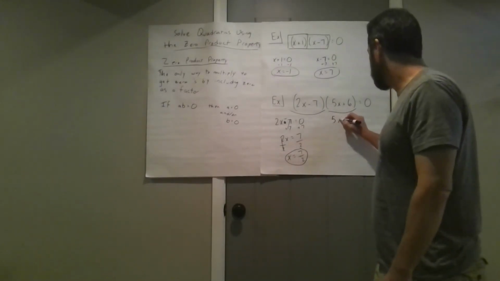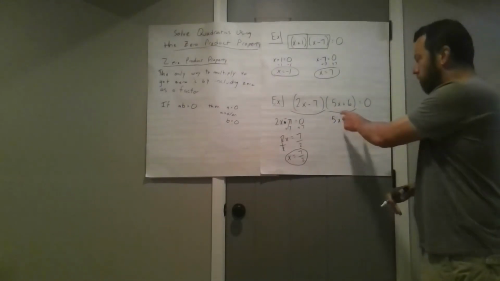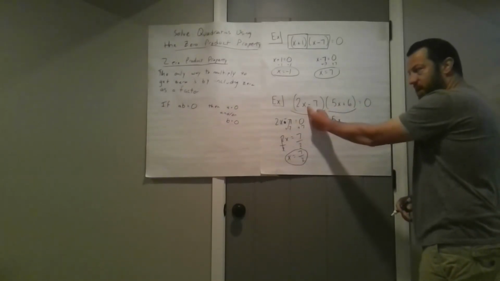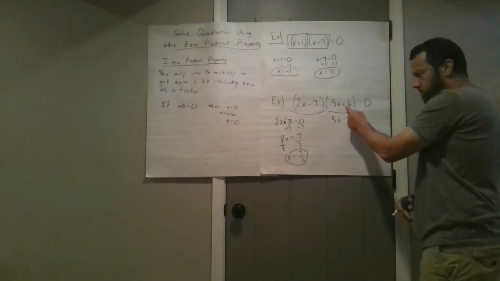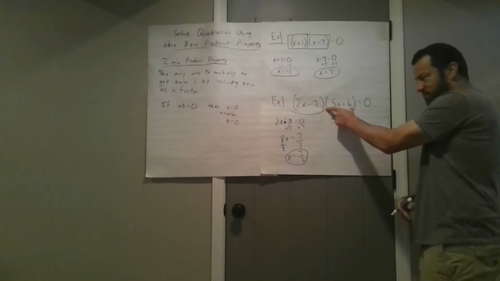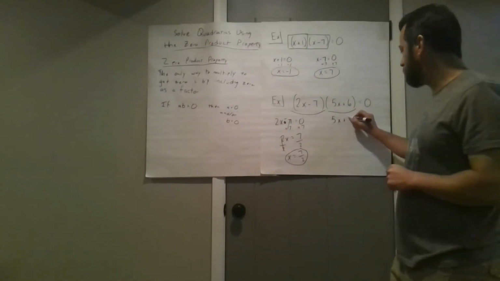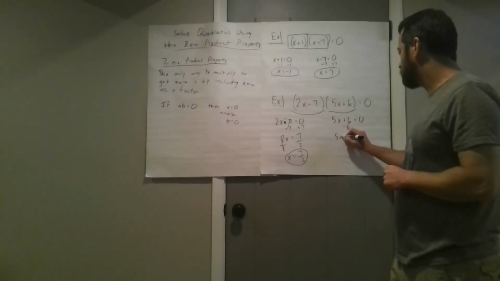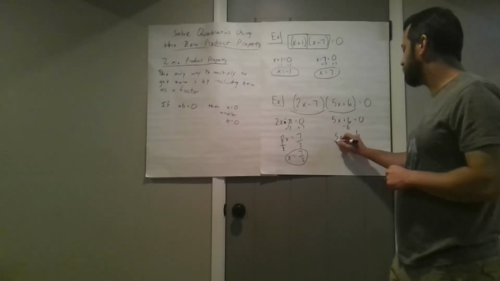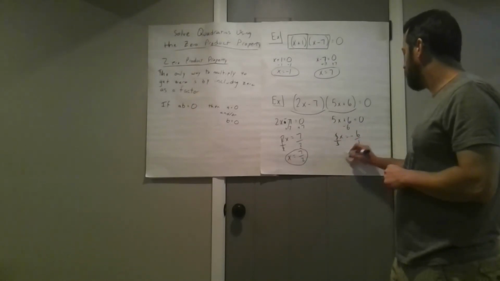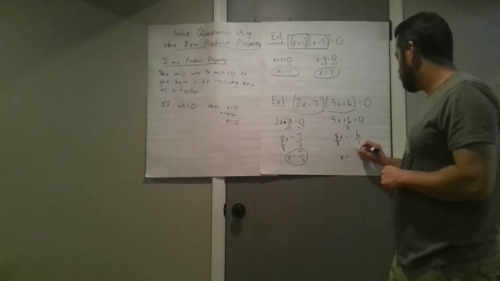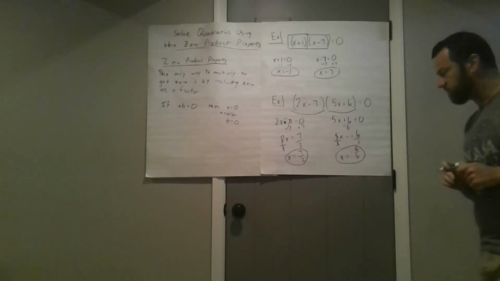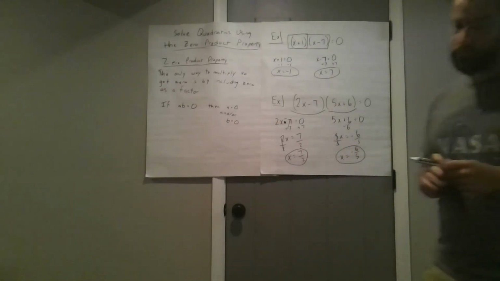Same thing over here. The only way this one can equal 0 is either if x is 7/2, making this one 0, or whatever makes this other factor, 5x plus 6, equal to 0. Subtract the 6, that's 5x is -6, divide by 5, leave it as a fraction. If you want a decimal, that's -1.2.